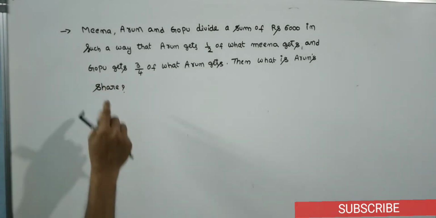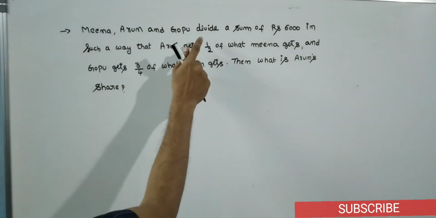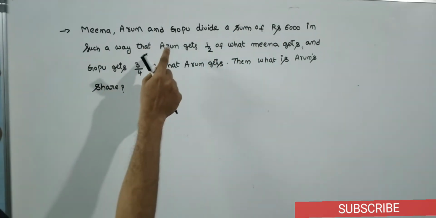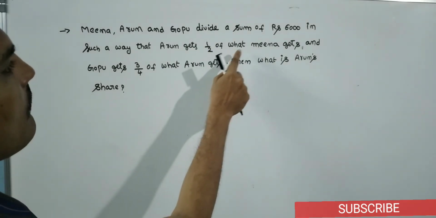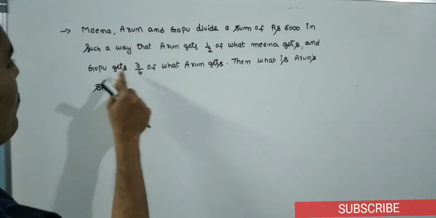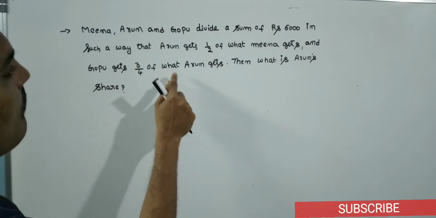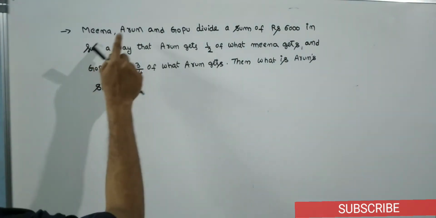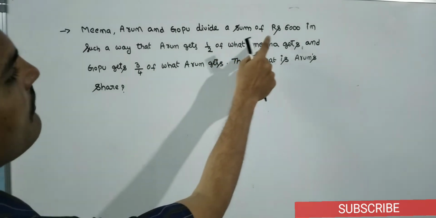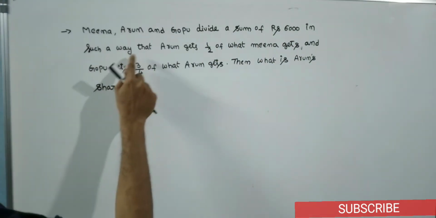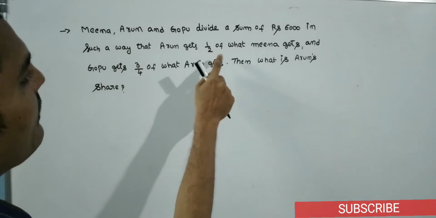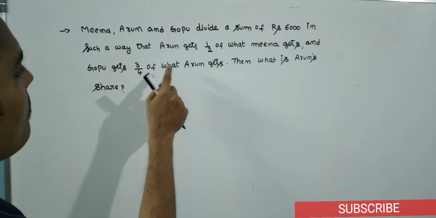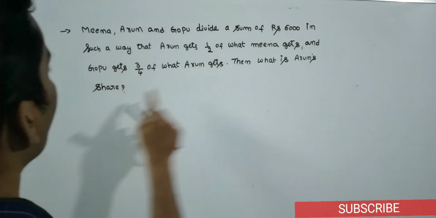See friends, next problem. Meena, Arun and Gopu divide a sum of rupees 6000 in such a way that Arun gets 1/2 of what Meena gets and Gopu gets 3/4 of what Arun gets. Then what is Arun's share?